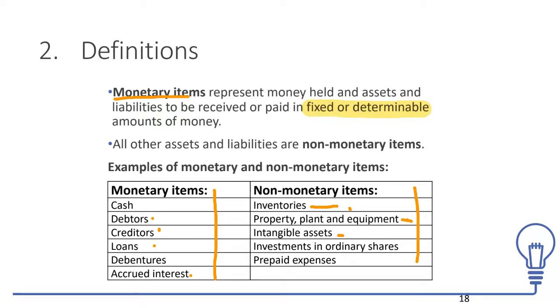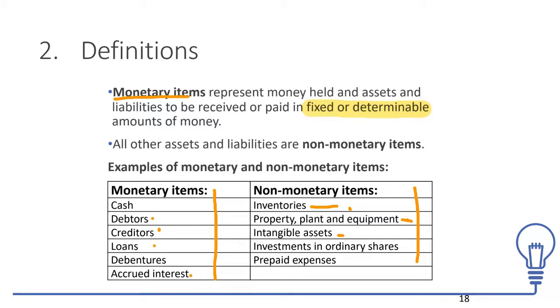So, therefore, when we're dealing with such cases of creditors, we have to pay the creditor a fixed amount in a foreign currency. We're in fact dealing with what we're going to call a monetary item. Okay, we're in fact dealing with a monetary item.